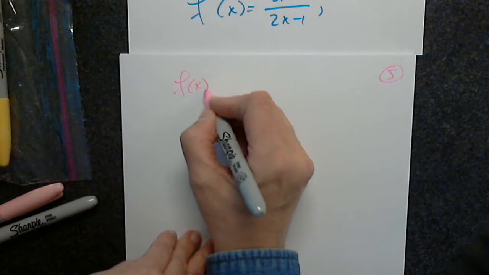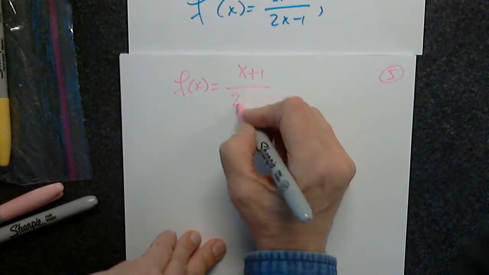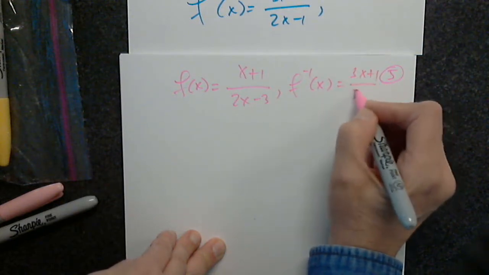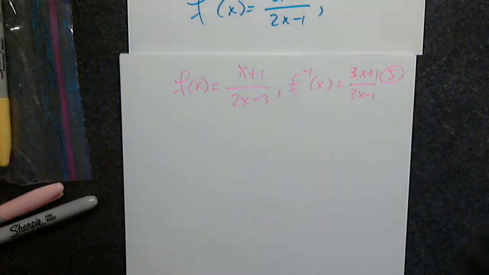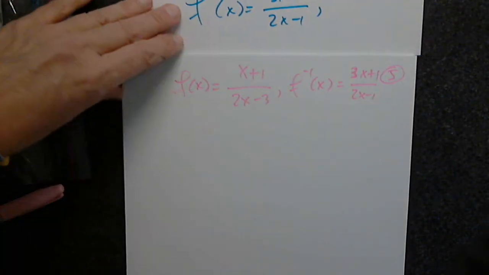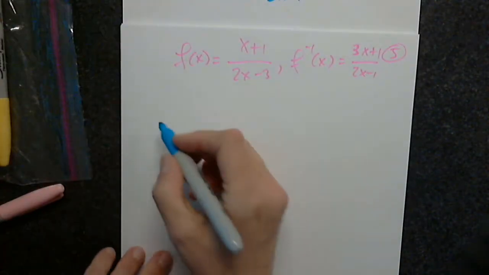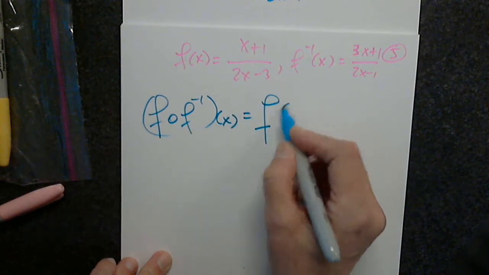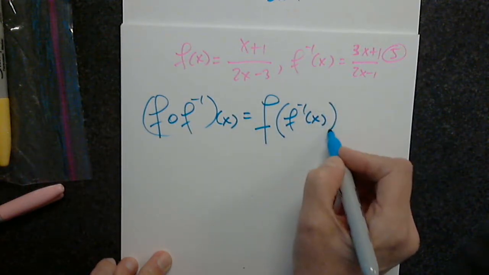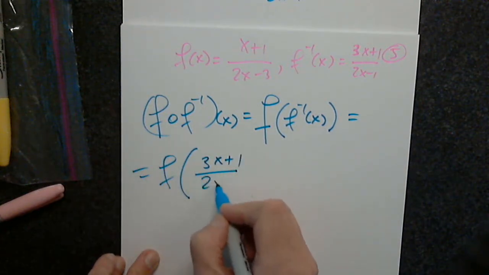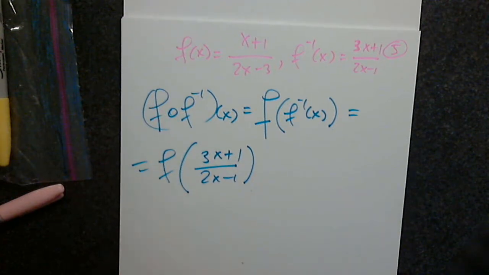So we have f of x, which was x plus 1 over 2x minus 3, and we have f inverse, which is 3x plus 1 over 2x minus 1. Okay, so we want to show that they are inverses of each other. What do we need to do? Yes. f composed with f inverse, which is f of f inverse of x, which is f of 3x plus 1 over 2x minus 1.